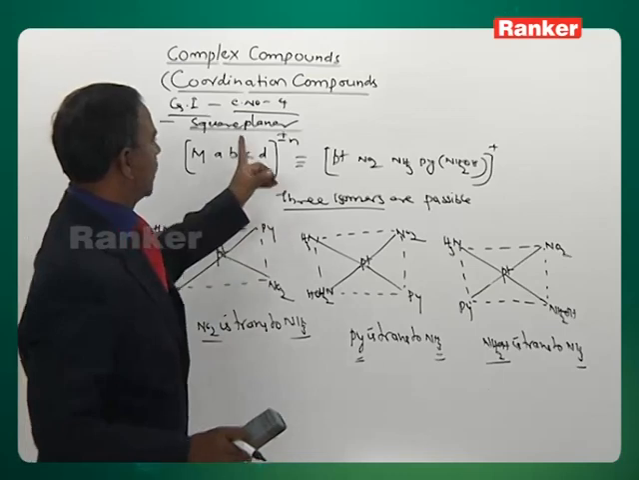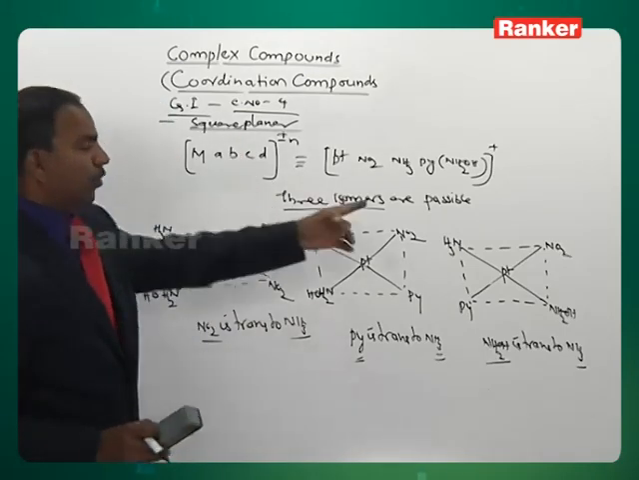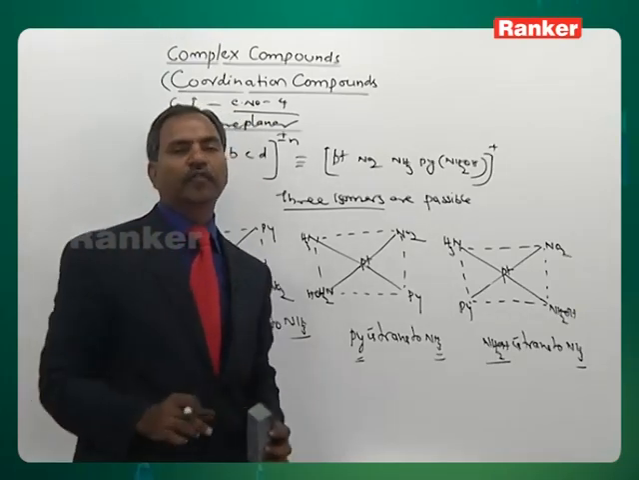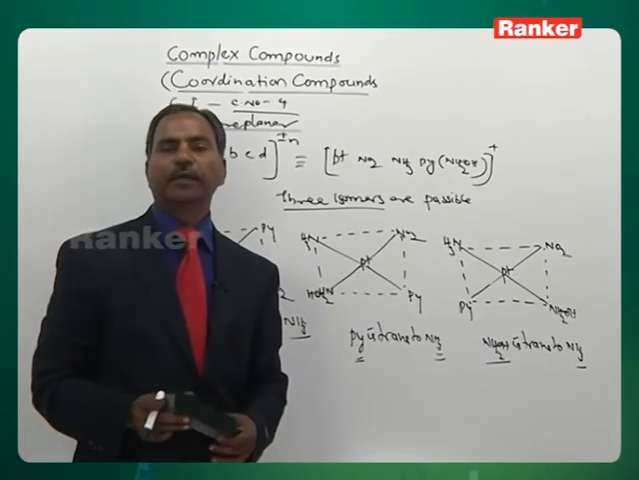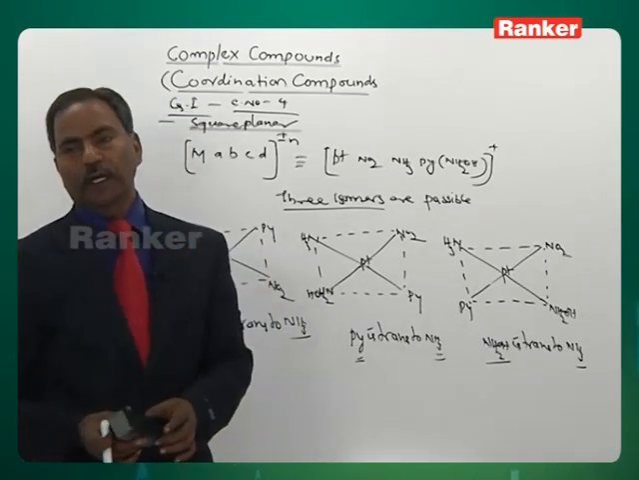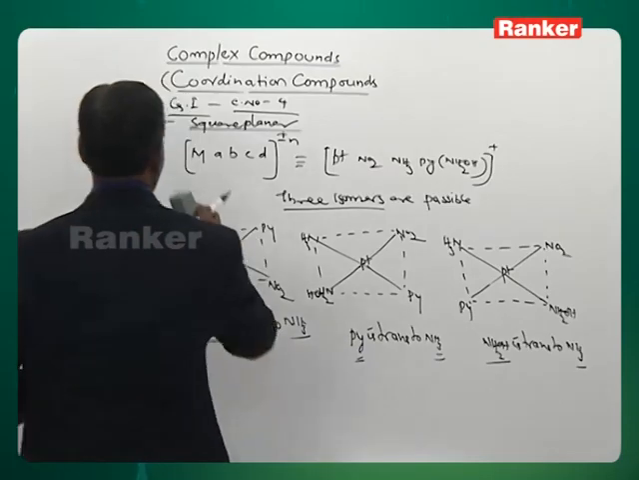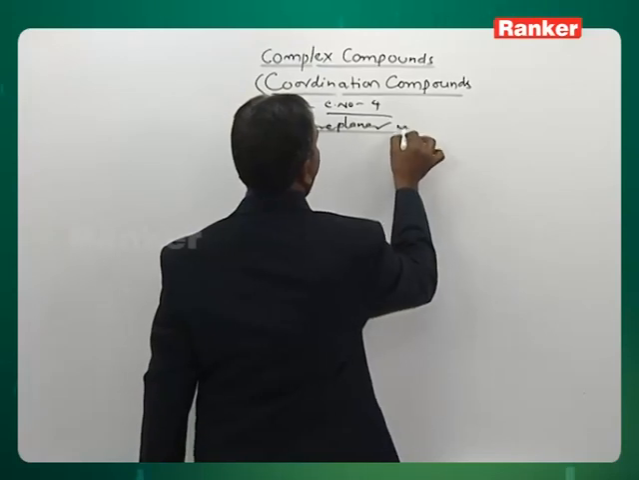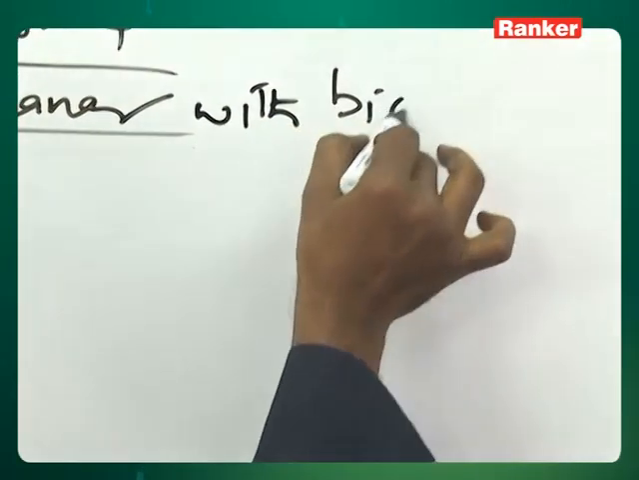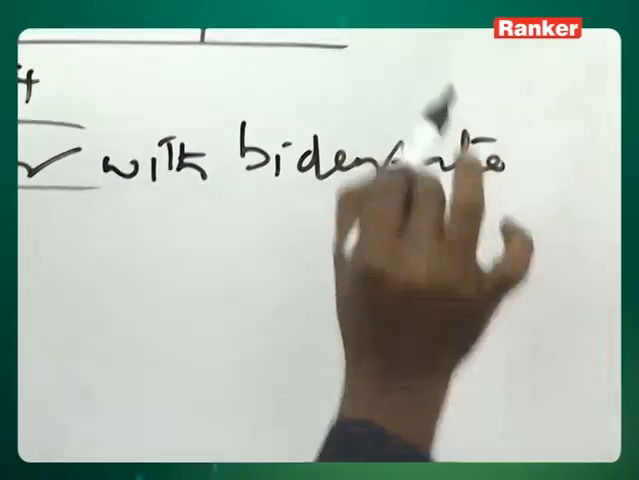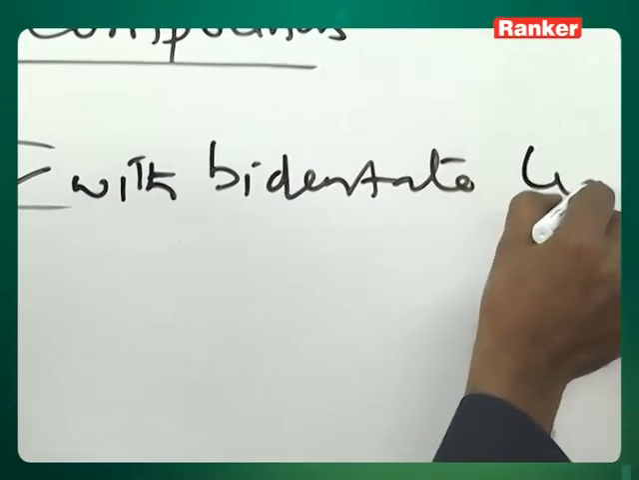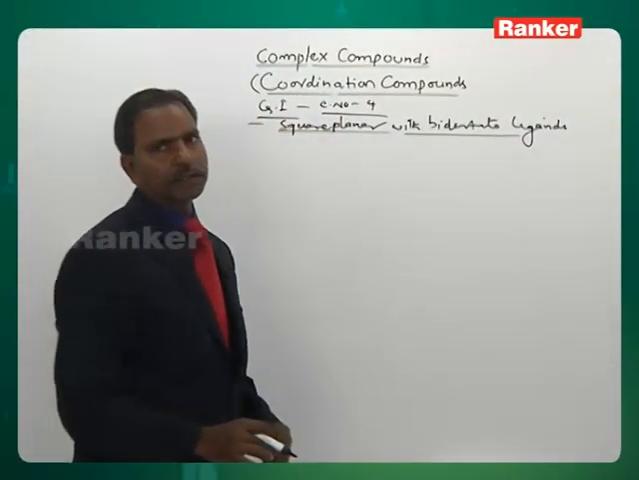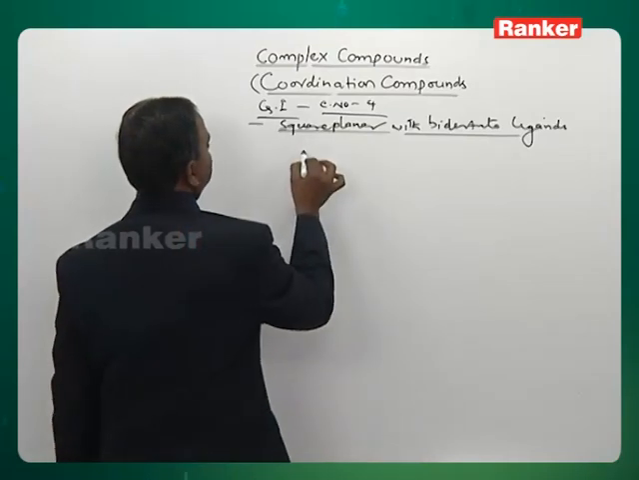Next, let us see square planar geometry. We have seen only monodentate ligands. Once a bidentate ligand is there in the square planar complex, how does it exhibit isomerism? Let us see a complex with bidentate ligands: square planar with bidentate ligands. But one more thing is very important here.